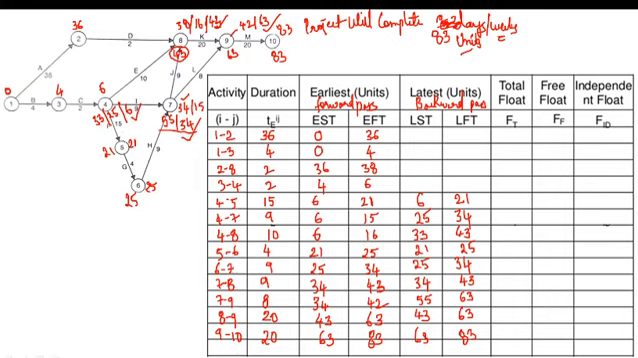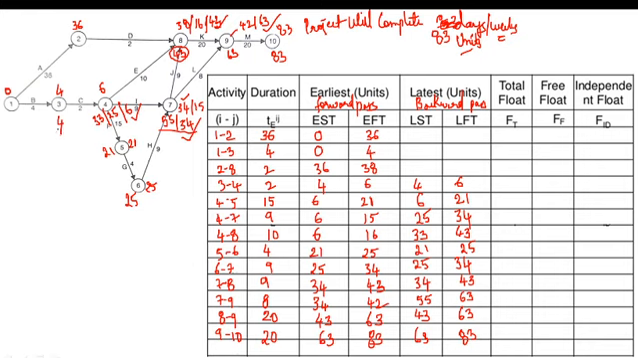Okay, the least value. So for 3 to 4, what is the latest start time? 6 is the latest start time. 6 minus duration 2, 6 minus 2, we have got 4. We have got 4 over here. Okay.